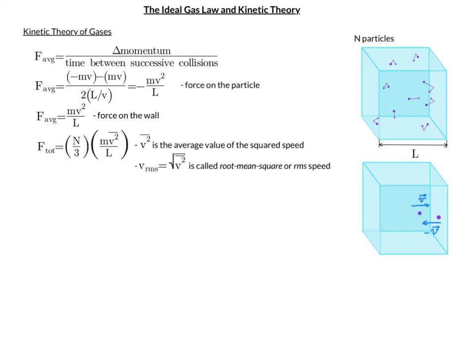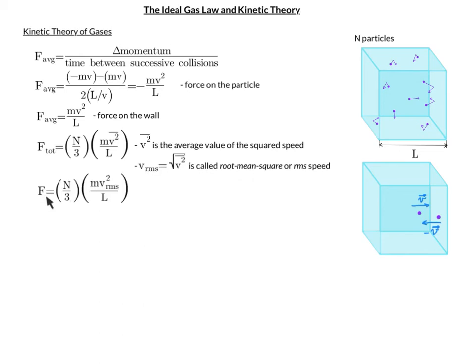Now, if we take the square root of this average value of the squared speed, we end up with something called the root mean square, or RMS speed of a particle. So we're going to be using this RMS speed quite a bit, because that basically just averages all the different speeds that the particles can have into just this VRMS.